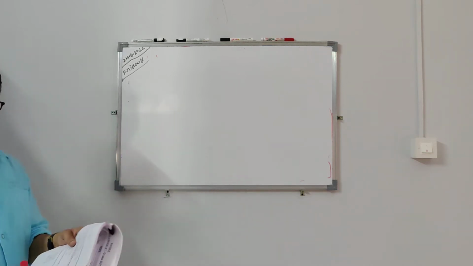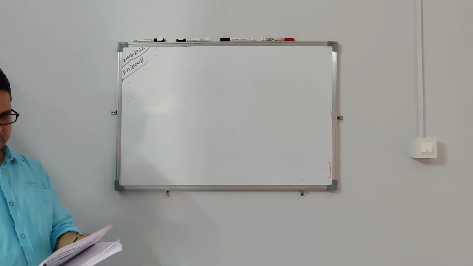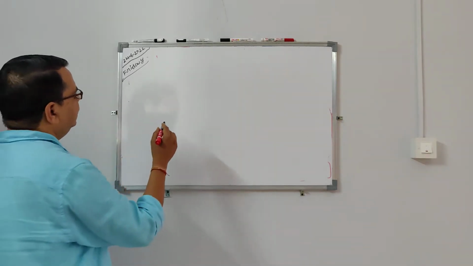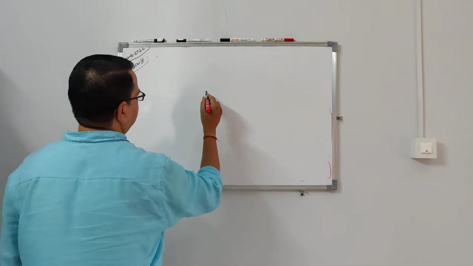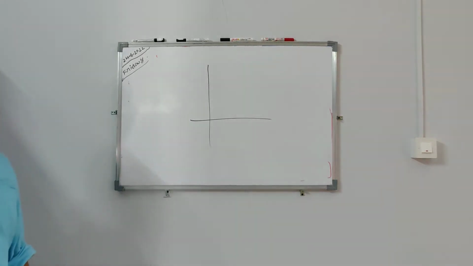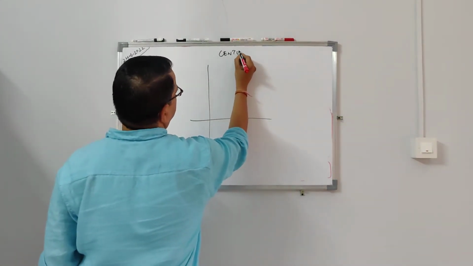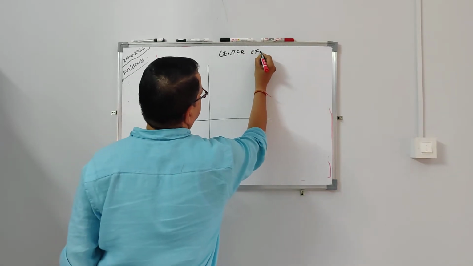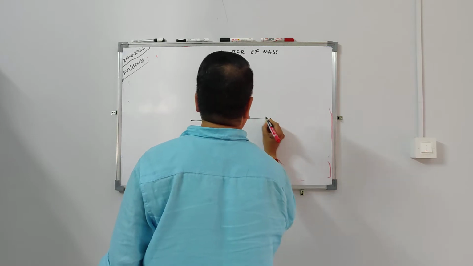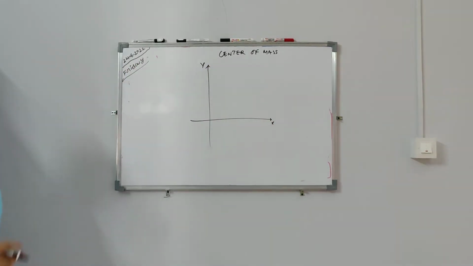Okay, so now we'll discuss center of mass, which is otherwise called center of gravity. It is something like this. Let us say this is my origin, and this is my coordinate system, where we study center of mass. This is my x-axis and this is my y-axis, right?